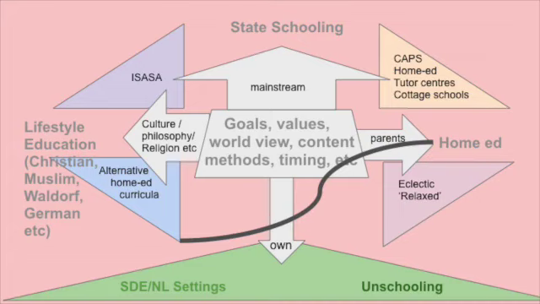And then we get down to the actual section of self-directed natural learning. And then there are settings there on the left, which would be, for example, micro schools and democratic schools. There's now a large number of these around the world in all different countries. And then, of course, unschooling families.